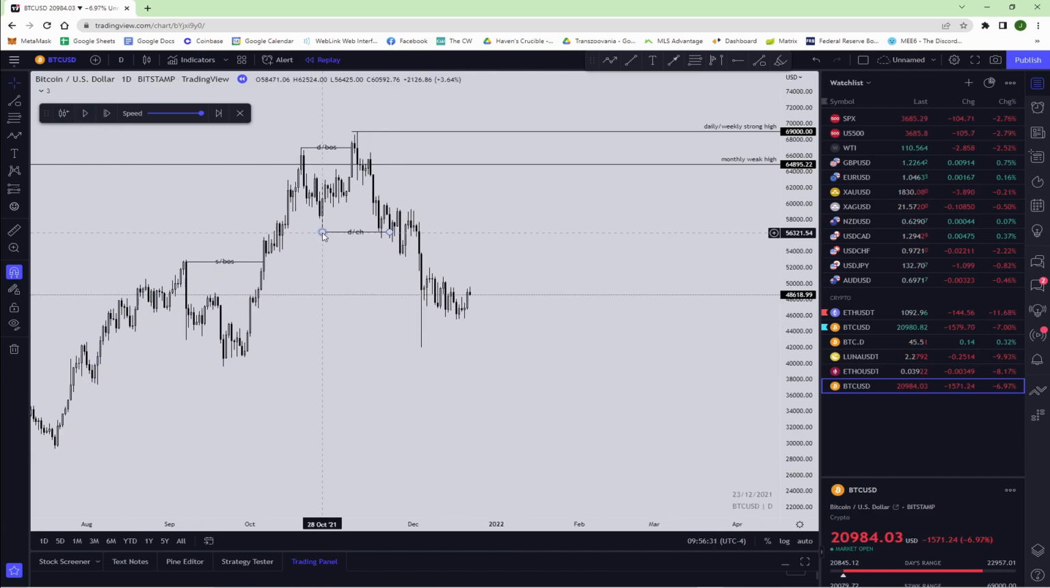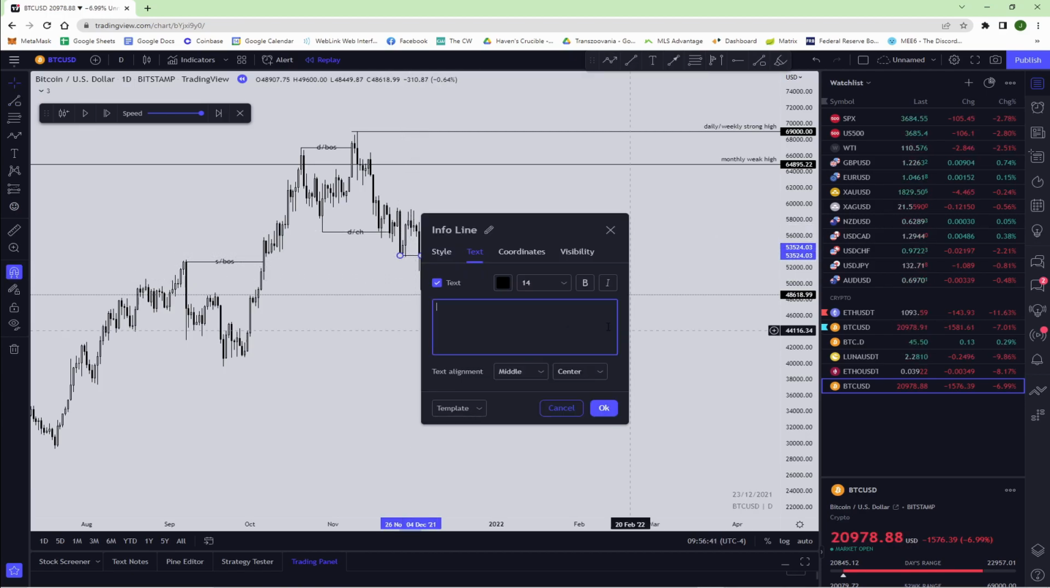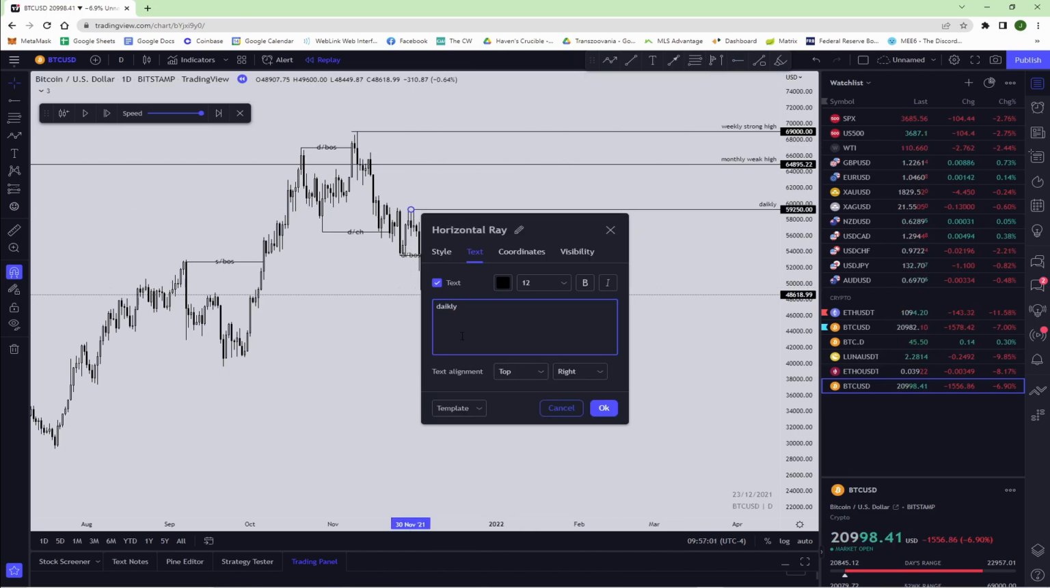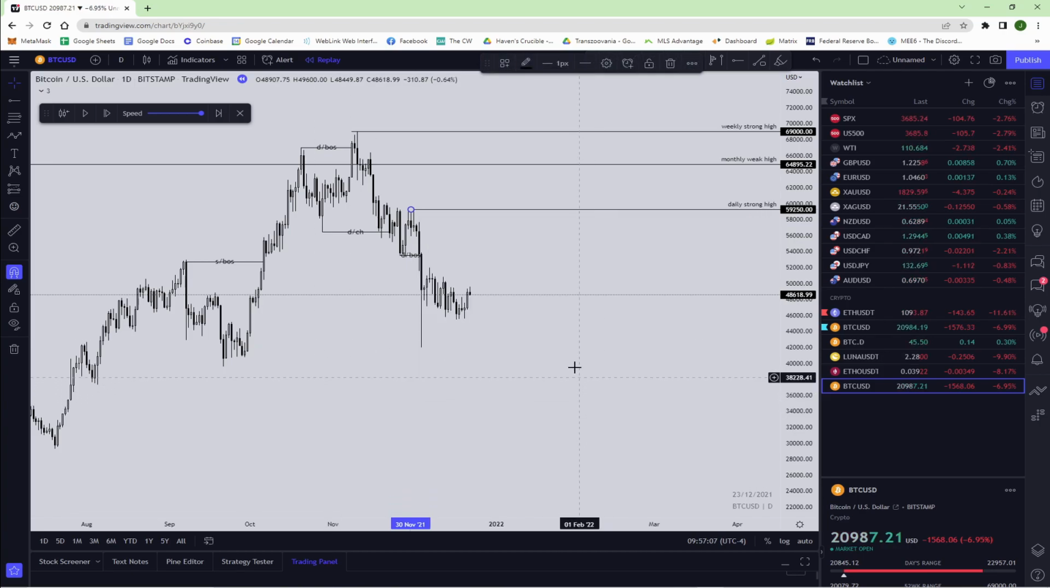Okay. So now this is another daily pullback right here, which we did break. So now this daily high up here is no longer relevant. That daily high up there, no longer relevant. Where's our daily high now? Right here. So this now becomes our daily strong high.